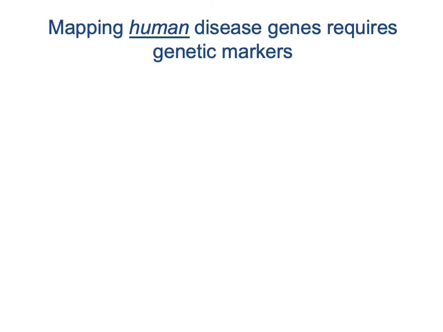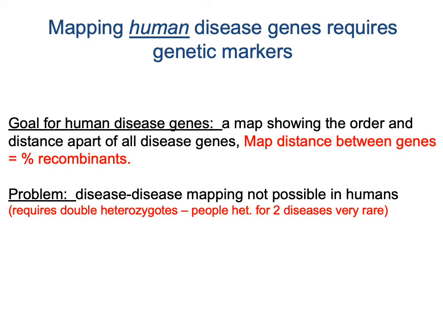Okay, so mapping human disease genes, if we can't set crosses, it means we're going to need to use genetic markers. So the goal for human disease genes is a map that shows the order and distance apart of all disease genes. And clearly, we don't have this quite yet. But we know that the map distance will be equal to the percent of recombinants. The reason we don't have this entirely is that disease mapping is not usually feasible in humans.